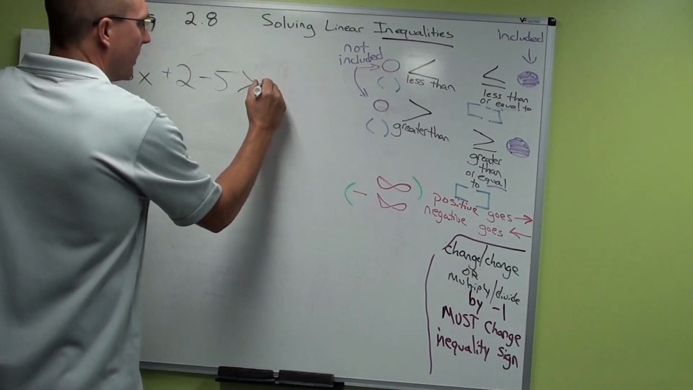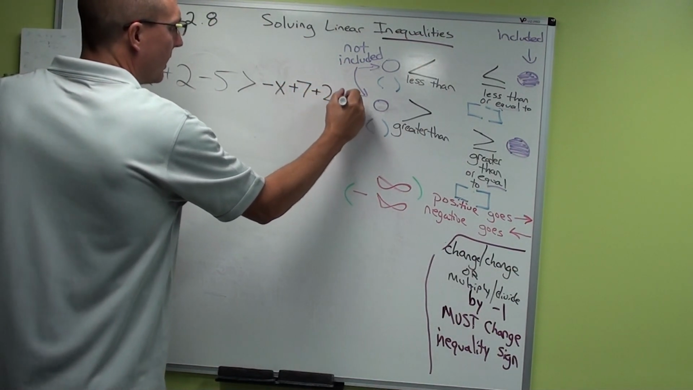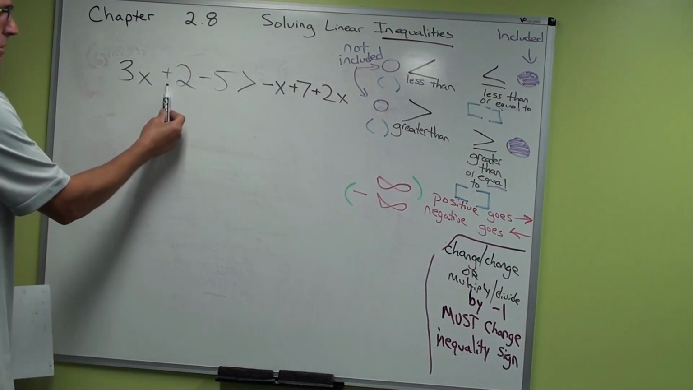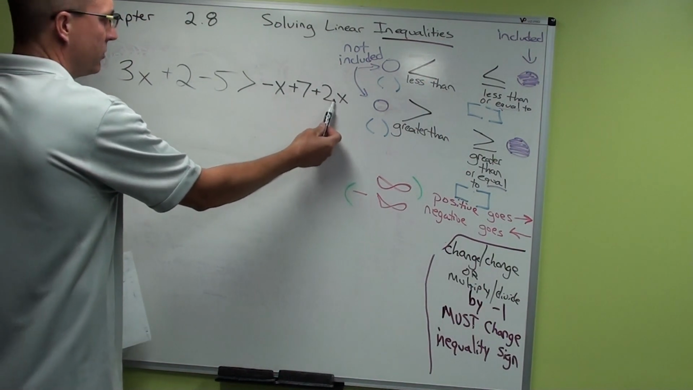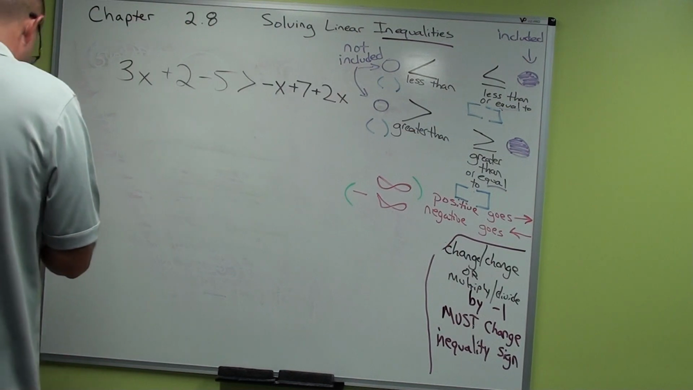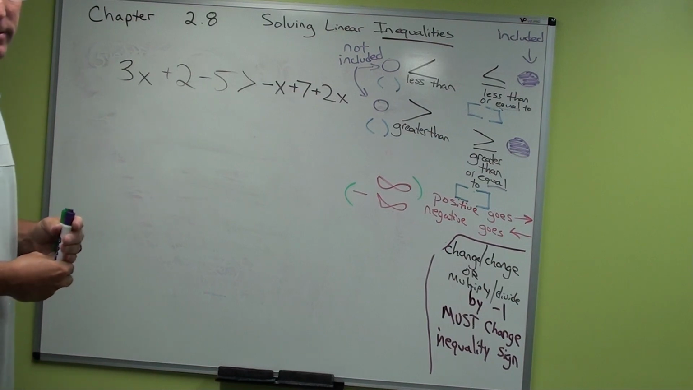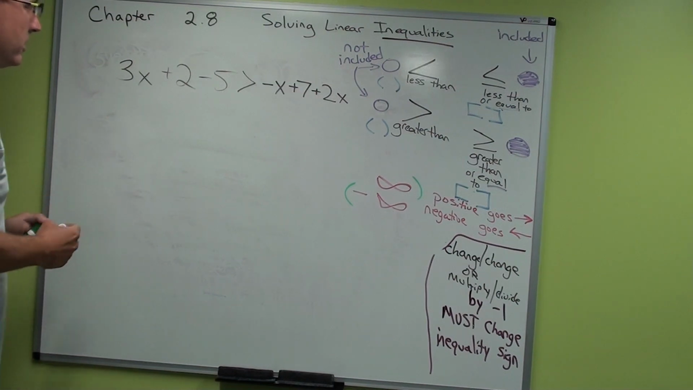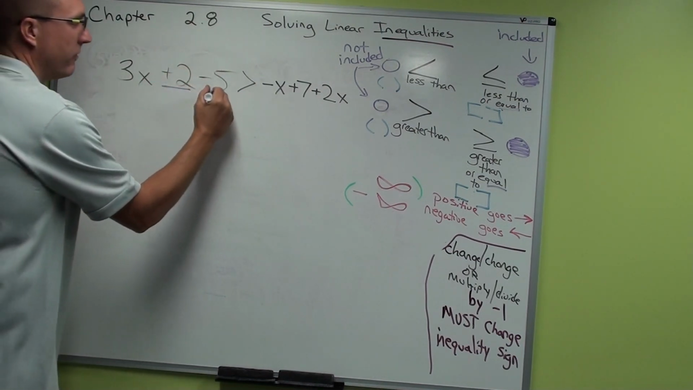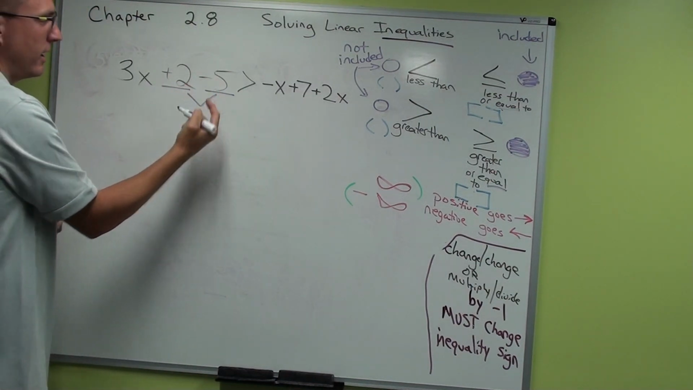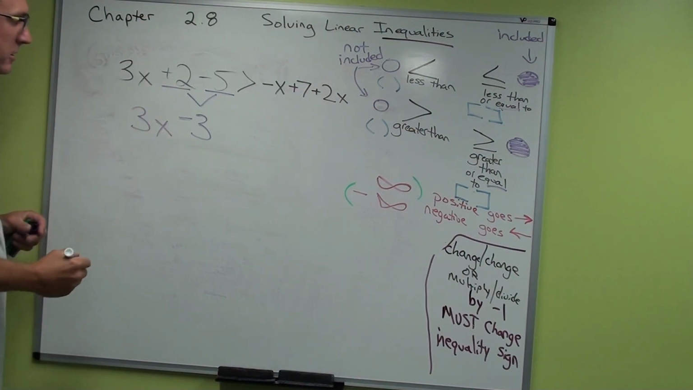That is greater than negative x plus 7 plus 2x. Alright, so I have 3x plus 2 minus 5 is greater than negative x plus 7 plus 2x. Now we go back to our rules. What's the first thing we have to do on problems like this? Combine like terms. So, what can I combine on this side? If you said 2 and 5, you're right. Plus 2 minus 5 is a negative 3. Bring this down. 3x minus 3 on that side.